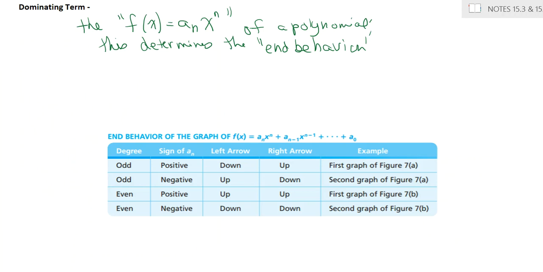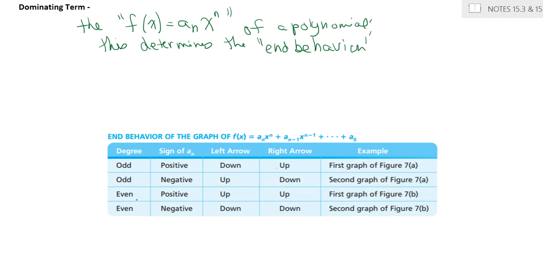So now getting to the dominating term and talking about the end behavior of the graph. We briefly talked about the degree of it, and how they'll face away from each other. If the leading coefficient is positive, then the arrow will start down and then end up. So they're facing away from each other. This will look like the first graph in 7a. If it's odd, but the leading coefficient is negative, the arrow will start up and then at the end go down. That's because it's reflected over the x-axis.